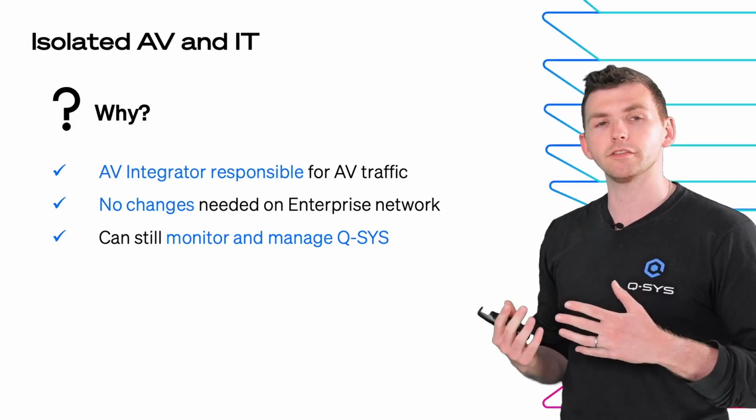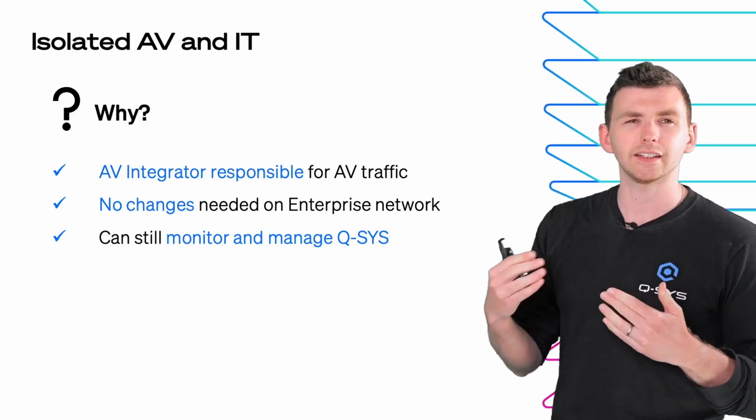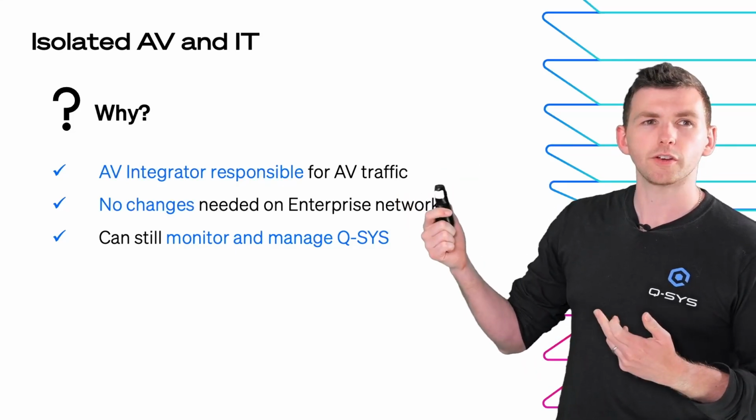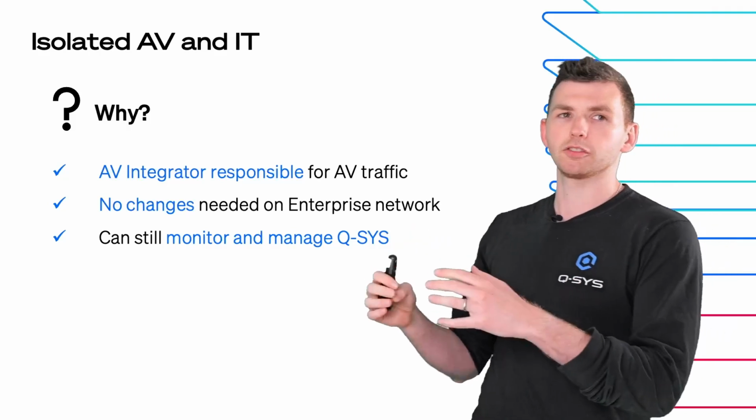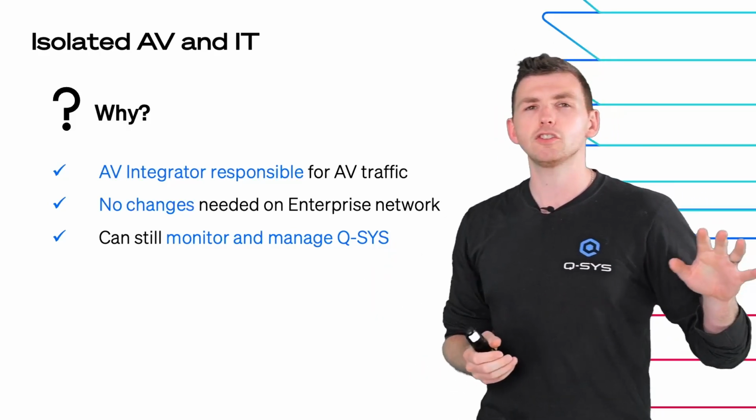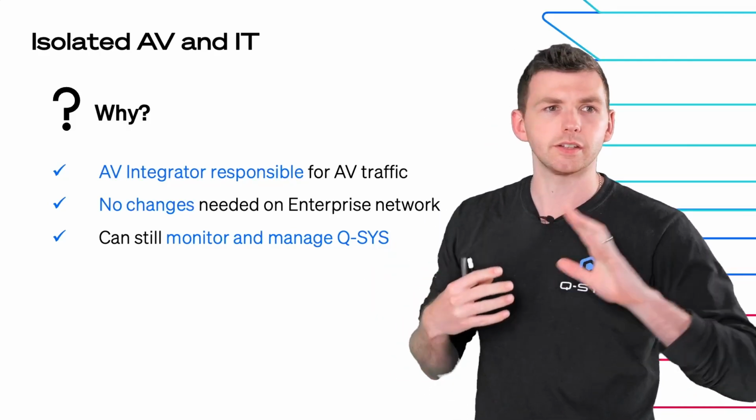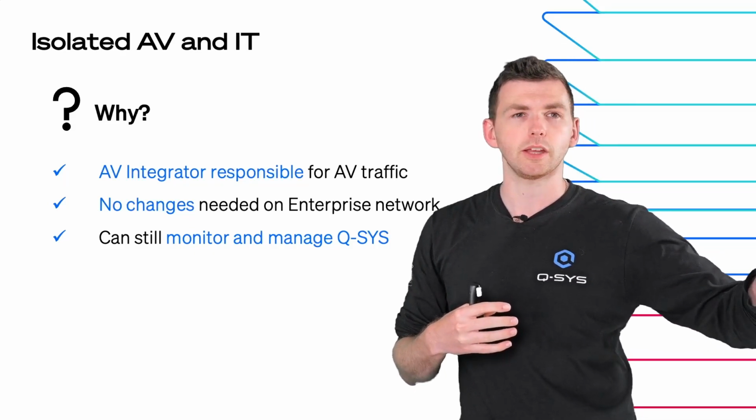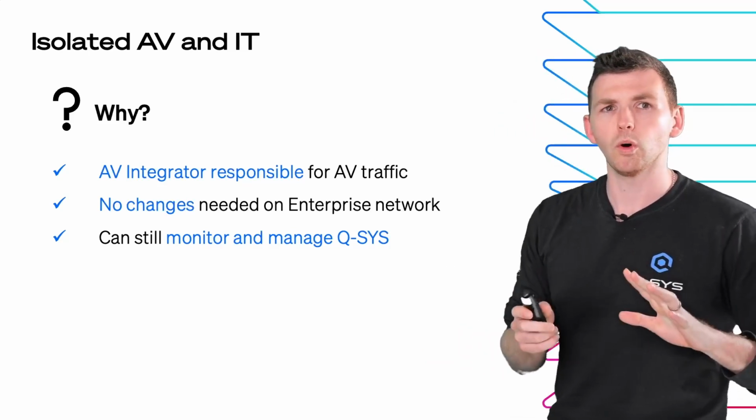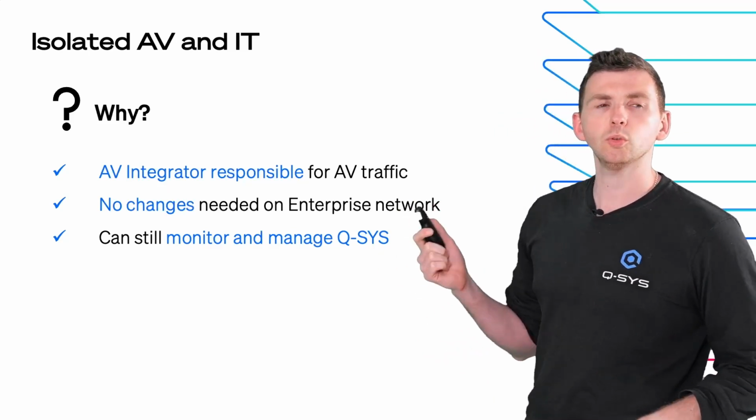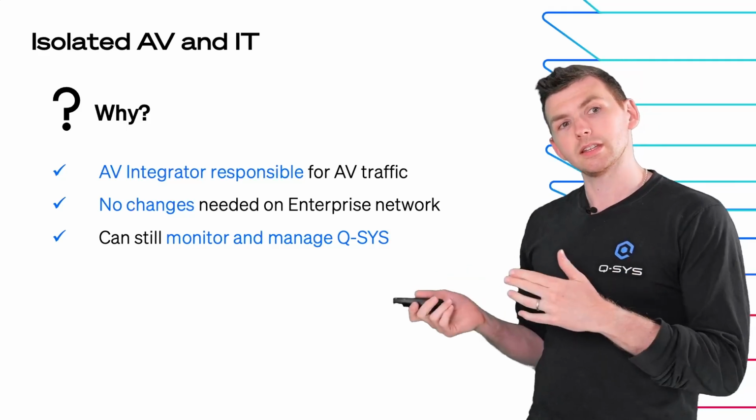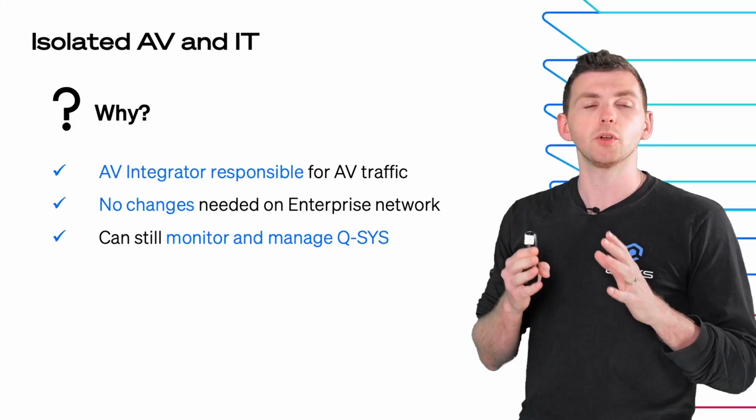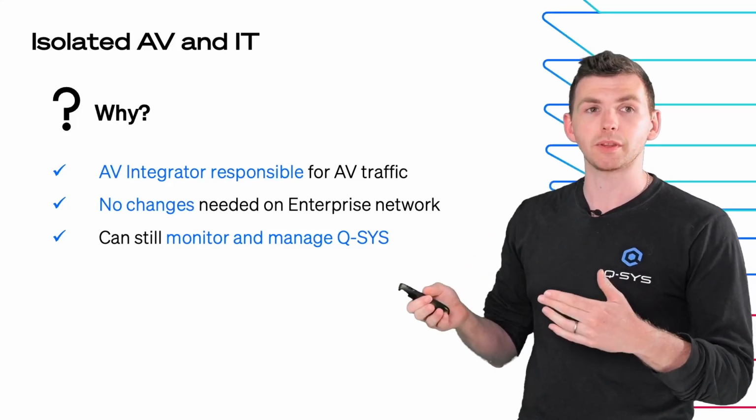It just means that you need to configure the network in a particular way and add in some prioritization and a few other things. Okay, so this might be of interest because it means the AV integrator is responsible for that AV traffic. Anything to do with AV, don't speak to IT, go and speak to those AV people. They've set that up. They can help you with that. Okay, that might be something that the end user IT wants off of their plate. Also, it means no changes needing to happen on their network. So not only are they not responsible for it, but also they don't actually have to go and start fiddling around with the enterprise network.